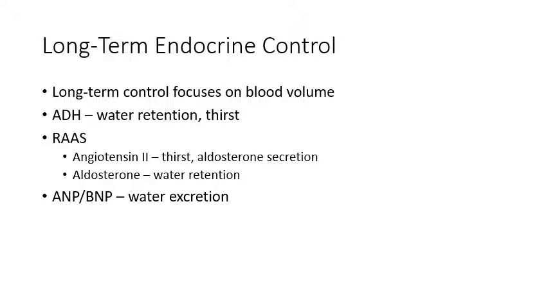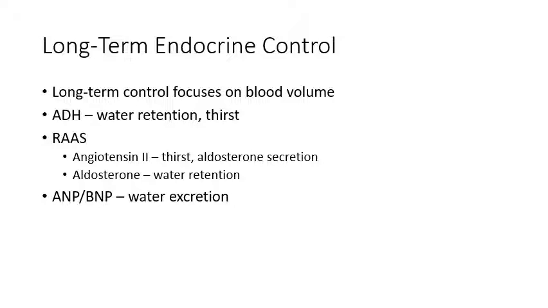Then you have the RAAS, which is the renin-angiotensin-aldosterone system. So two of the hormones in there that are active are angiotensin II and aldosterone. Angiotensin II, in addition to causing vasoconstriction for short-term control, causes you to become thirsty, and it's responsible for the secretion of aldosterone.